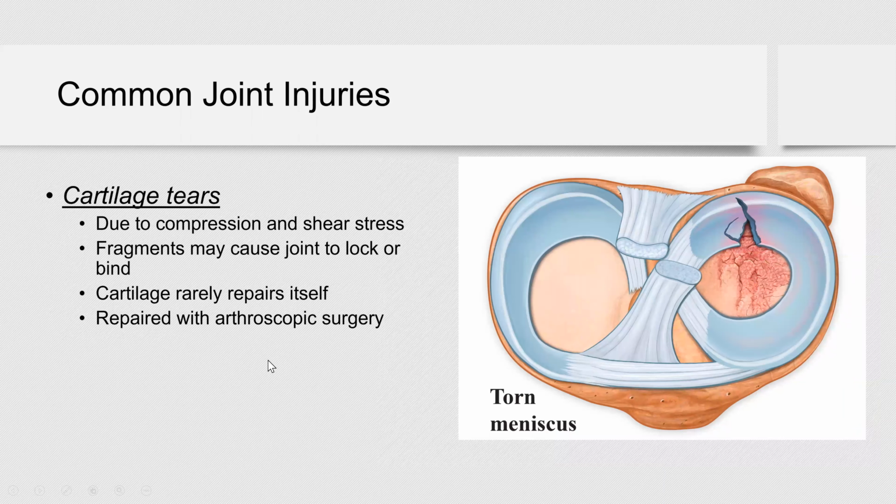Then we have cartilage tears. So not only ligaments can tear, the cartilage can tear as well. Shown here is the meniscus. Usually it's due to compression or shear stress. Fragments, like you see this fragment or this fragment of the cartilage, can lock the joint and reduce mobility. Cartilage rarely repairs itself because it's an avascular tissue, so it will require surgery.